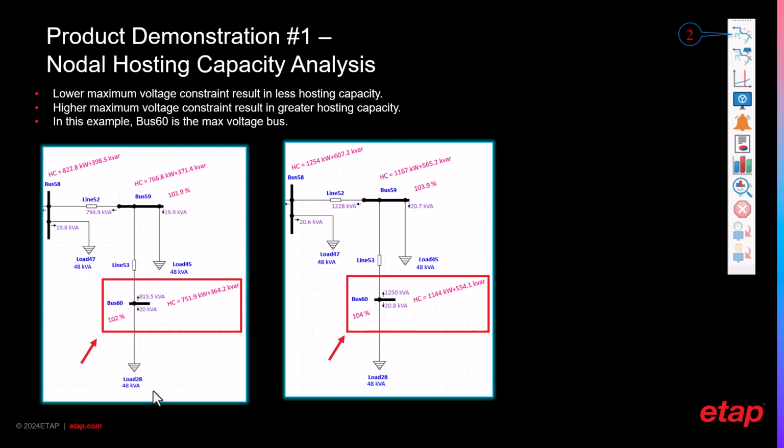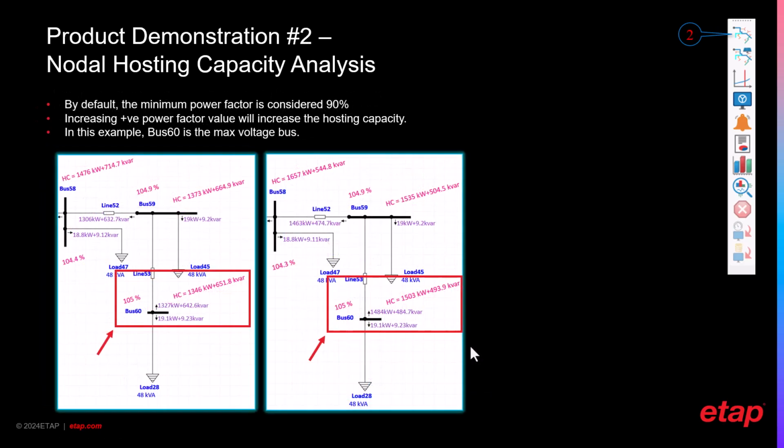So in the first image, we have a maximum voltage constraint of 102%. And in the second image, you have a maximum voltage constraint of 104%. Now, because you are raising the threshold for overvoltage, that automatically invites the space to put more PV. And therefore, you can see that the hosting capacity has increased.